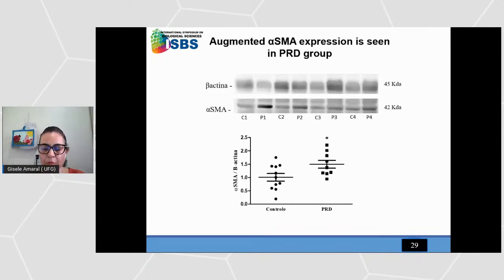Alpha smooth muscle actin is the actin isoform that predominates within smooth muscle cells and plays an important role in fibrogenesis.